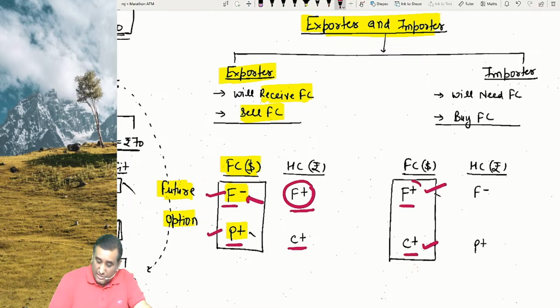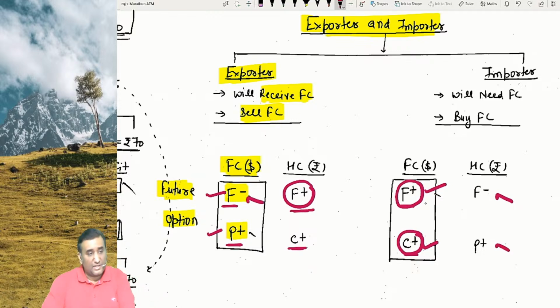In case the contracts are not available on F plus and C plus, then you'll take the contract on what? The home currency, F minus and P plus. So basically F plus of one currency is as good as F minus of the second currency, and C plus of one currency is as good as what? C plus of the second.